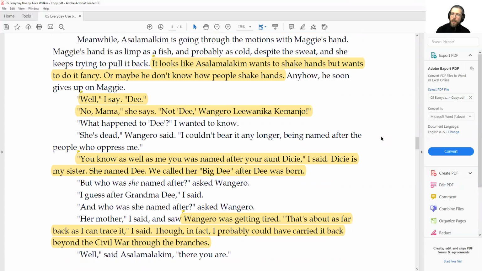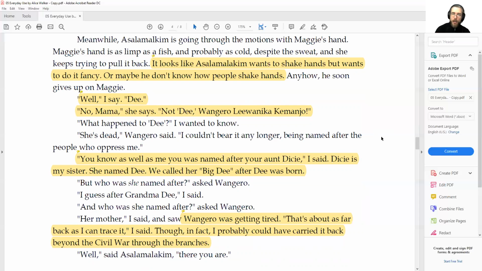Assalamu alaikum comes up and tries to greet Maggie. Maggie, we learn, has a limp handshake, and it's probably as cold as a fish despite the sweat, and she keeps trying to pull it back. So Maggie, again, using this example, is timid, she's afraid, she's weak, she's limp as a fish. And Assalamu alaikum doesn't care about this. He doesn't care about the fact that Maggie is shy or she's distressed. He uses a kind of special handshake that she doesn't understand, a greeting that she doesn't understand.